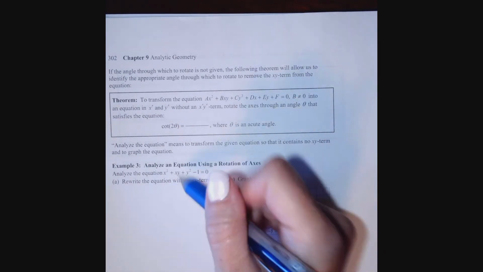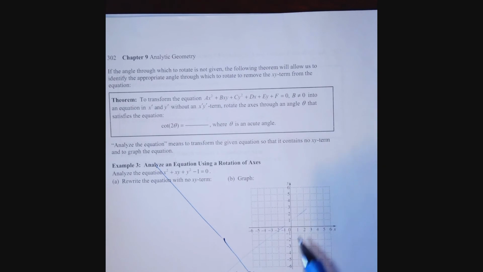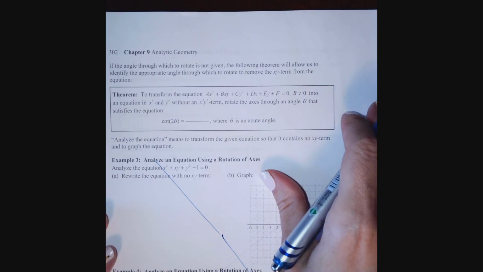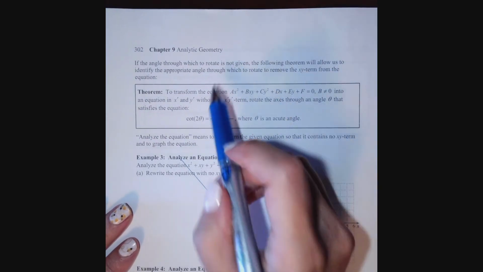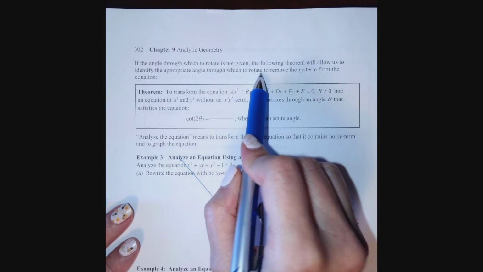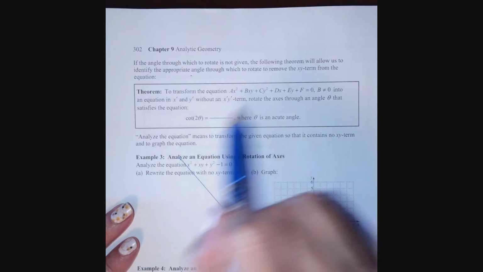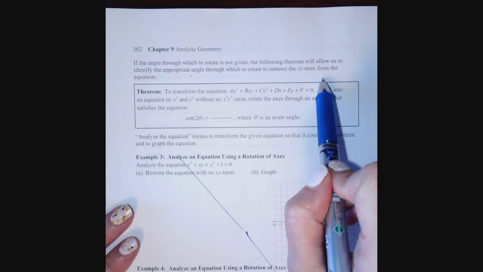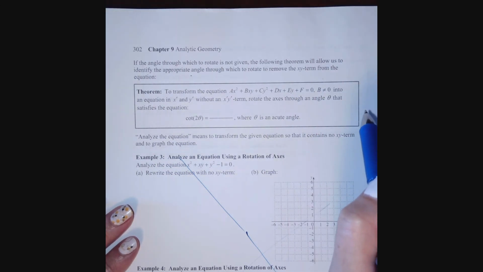For this one, we are just going to talk about this top part, and we're not going to do any of our rewriting of equations. If the angle through which to rotate is not given, then you can use a double angle theorem that will allow you to identify the angle to rotate in order to get that xy term out of your way, to make things simpler.